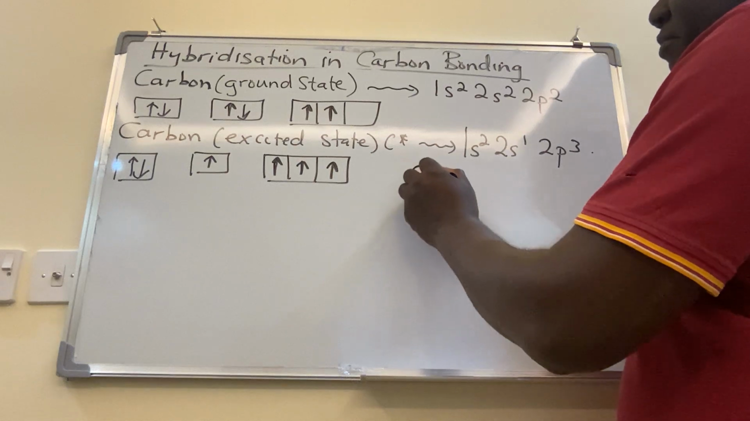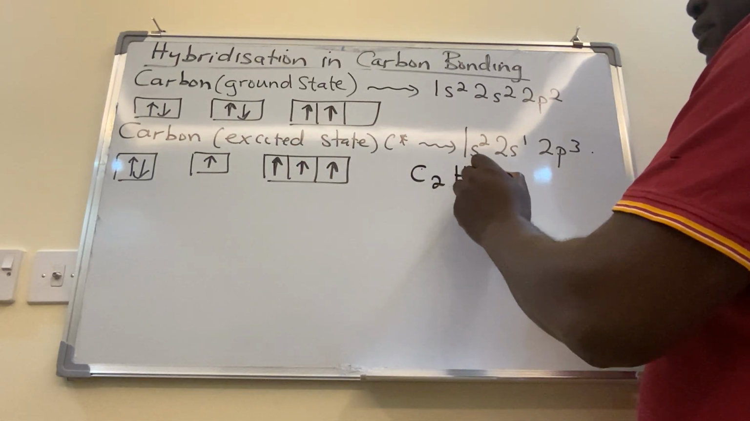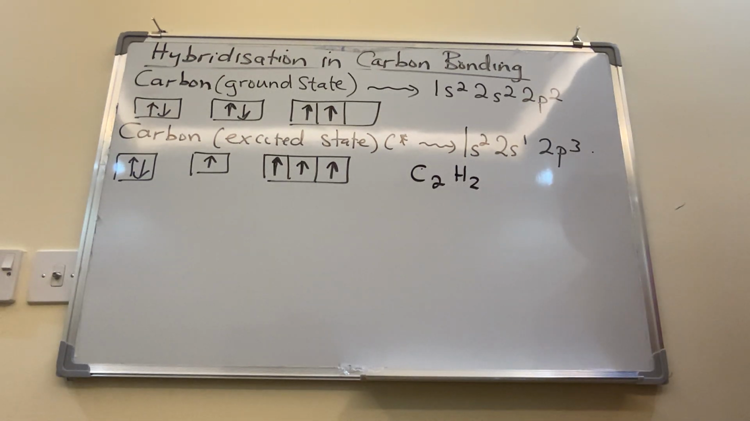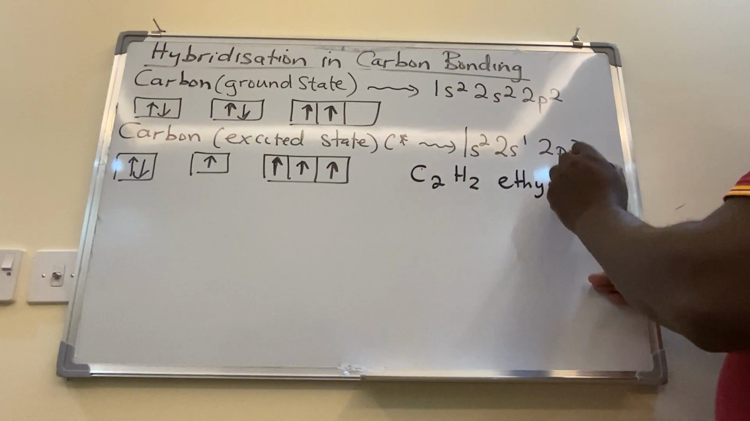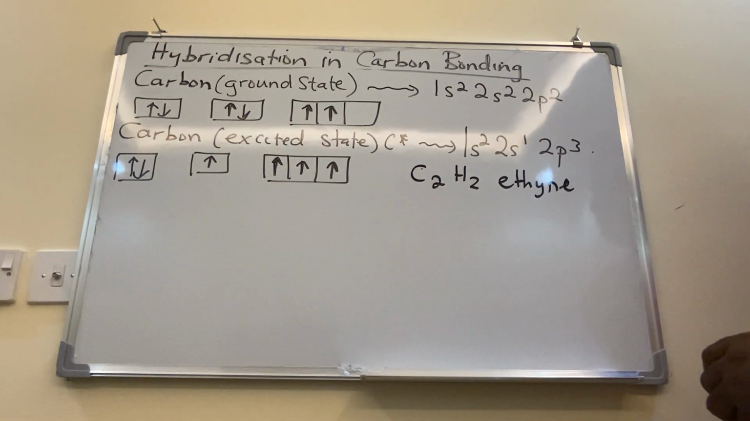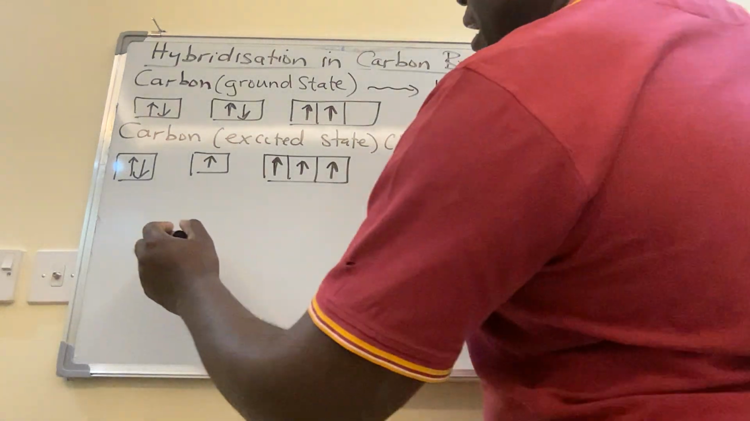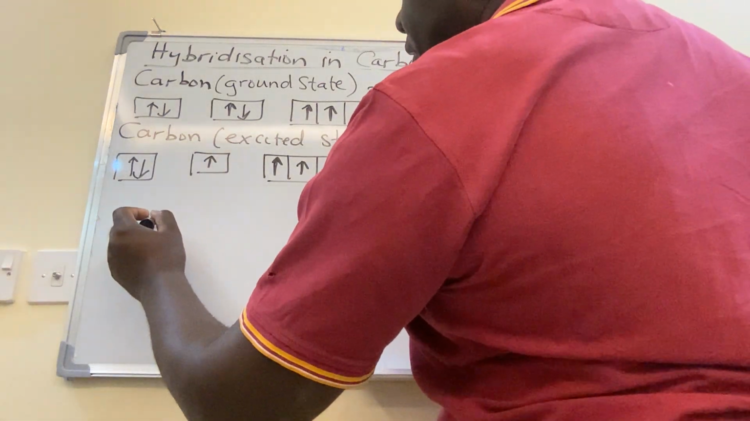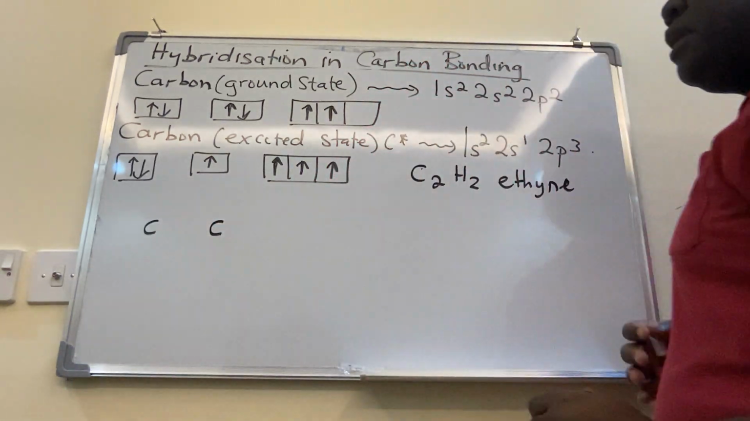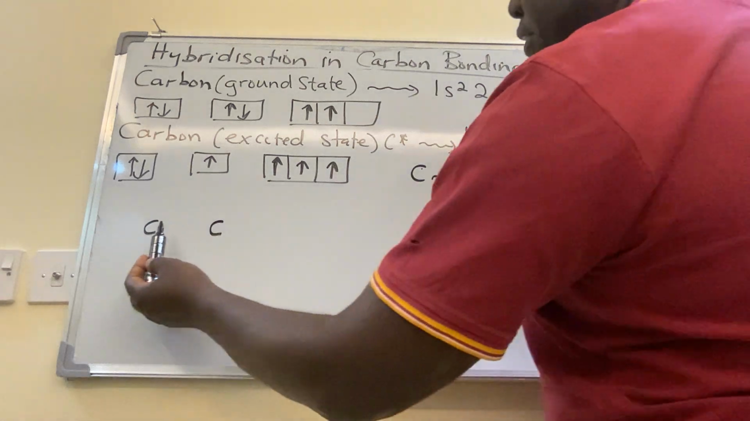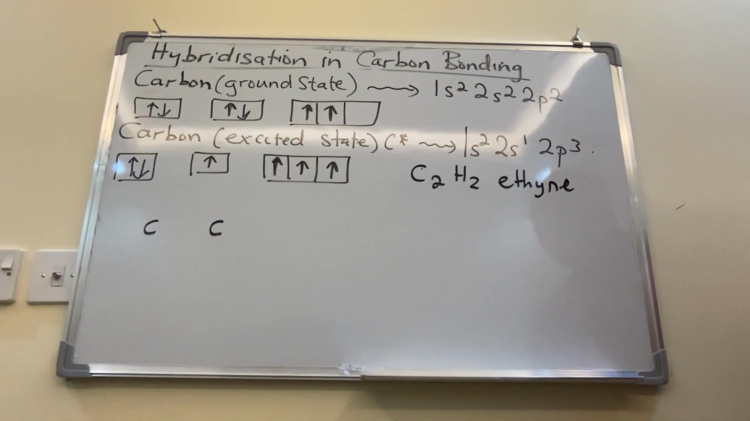The formula for ethine is C2H2. This molecule is called ethine. It's an alkyne, just from the name. So we are going to analyze what is happening at each carbon. As before, we are going to look at two carbon atoms. What is happening on this carbon atom is also what is going to be happening on the other carbon atom.